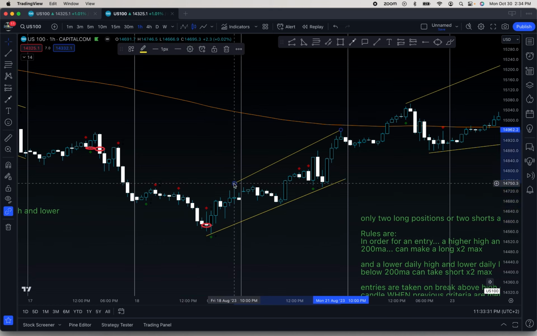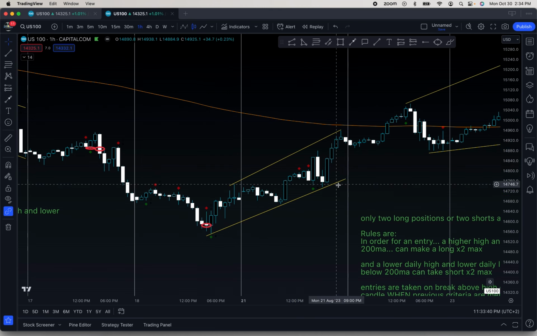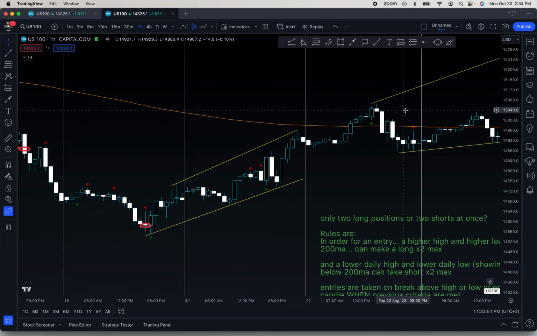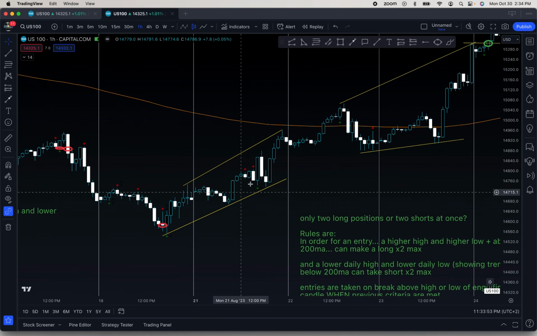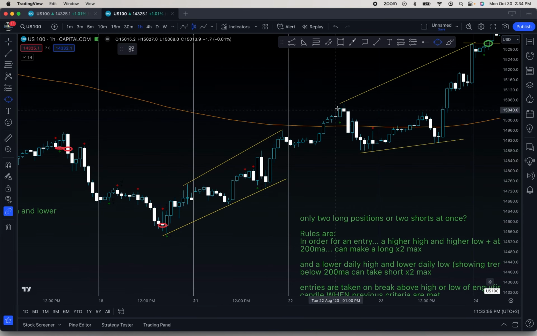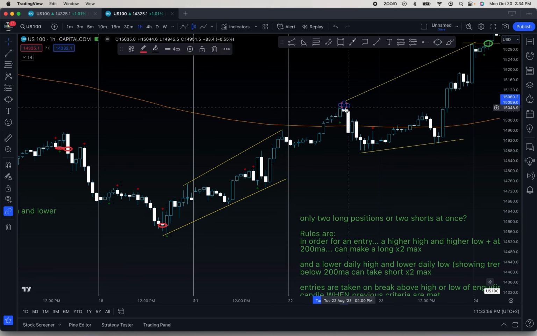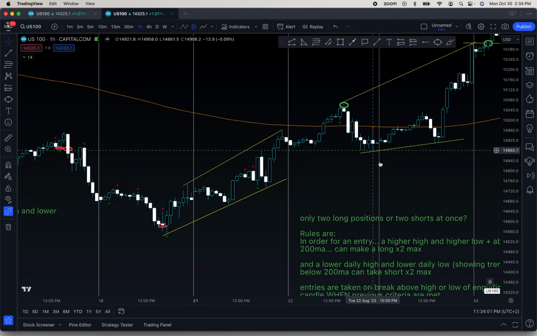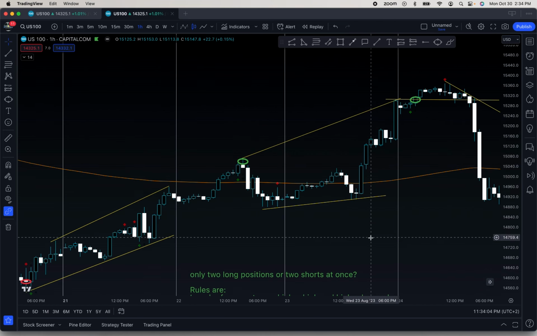So it plots this high and then this high, and it makes a higher low. And so now if it's below the MA, it's looking for shorts, and if it's above, it's looking for a long. So this is above, so maybe it takes this one as a long and then gets stopped out. Okay, so then it plots it again.